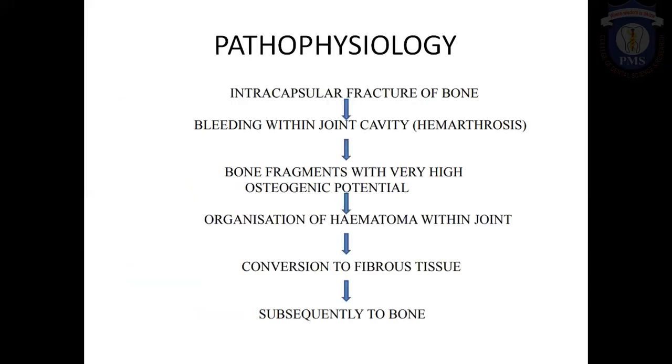What are the pathophysiology for TMJ ankylosis? How it occurs? When there is any fracture or an infection or something like that, there will be an intracapsular fracture of bone and bleeding occurs within this joint cavity. And this bleeding is known as hemarthrosis. And the bone fragments within that region have very high osteogenic potential. And organization of hematoma occurs within the joint. And this hematoma converts into fibrous tissue. And this causes the ankylosis of TMJ.